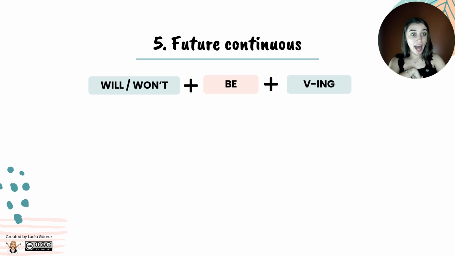Future continuous. Well, that's the structure. If you remember in previous videos, we learned how we build the present continuous and the past continuous. Si recordáis, el presente continuo se formaba con el verbo to be en presente, am, is o are, y el verbo con ing, porque es un tiempo continuo. Si hablamos del pasado continuo, lo utilizábamos con el verbo to be en pasado, was o were, y el verbo con ing. Pues ¿cómo narices voy a formar el future continuous? As you can see there, con la forma del verbo to be en futuro y el verbo con ing.